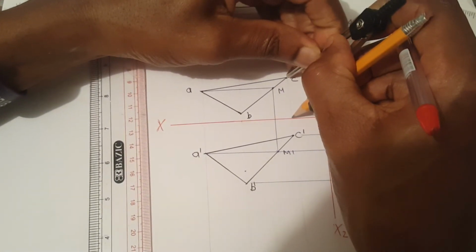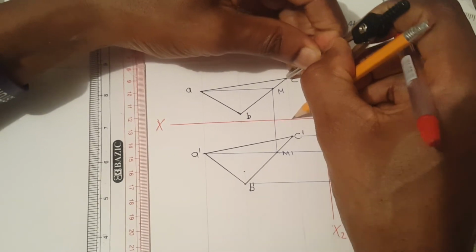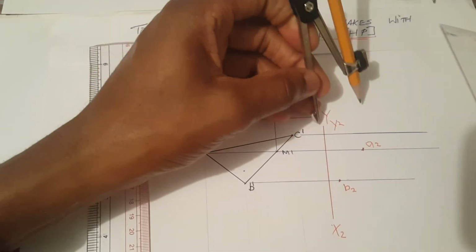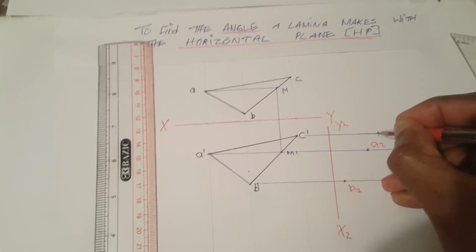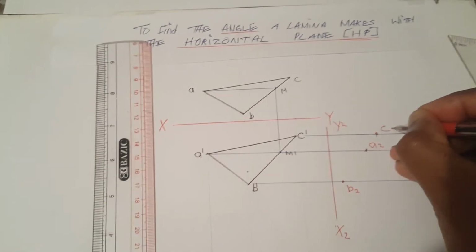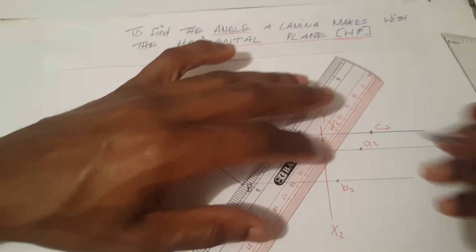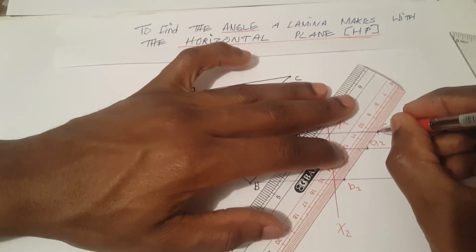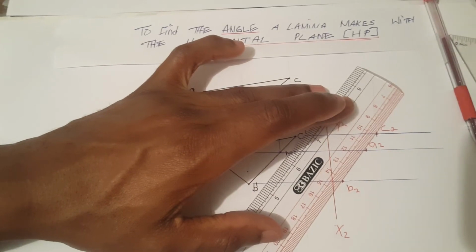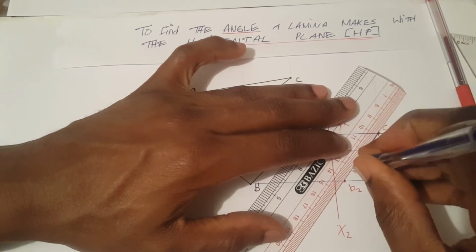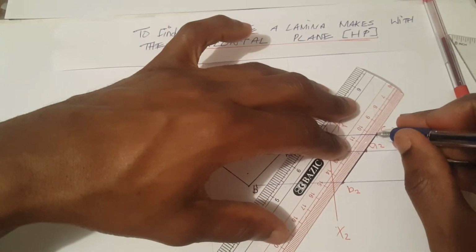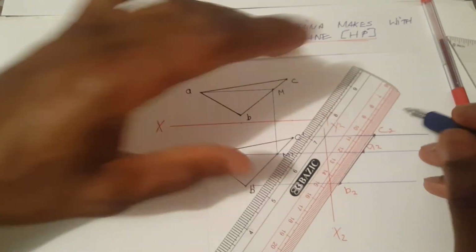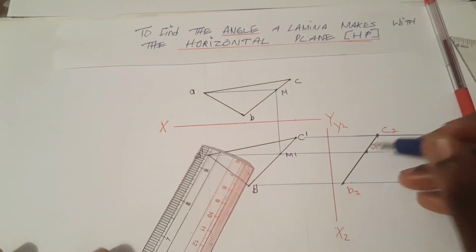We then go to C and we transfer C distance on the corresponding line, which is here. And this should give us a straight line. If this doesn't produce a straight line, something is off. This looks pretty straight, so we are good. This is now our edge view or auxiliary elevation.